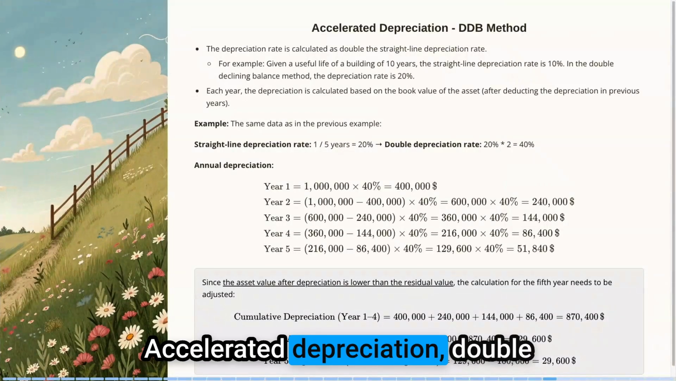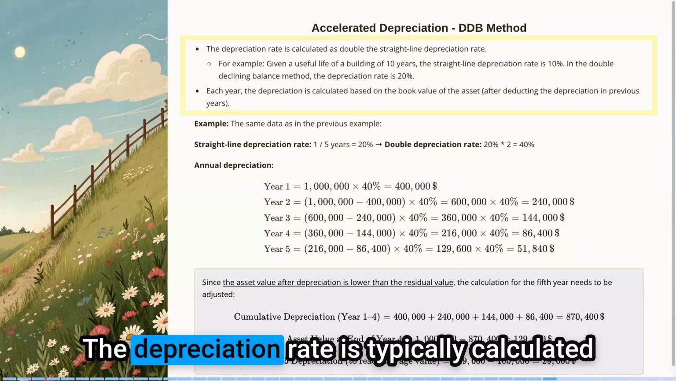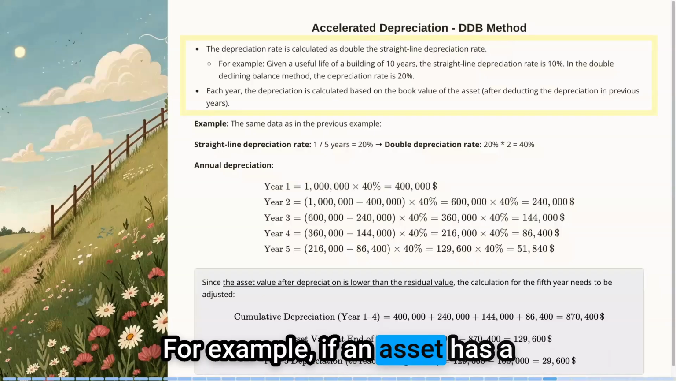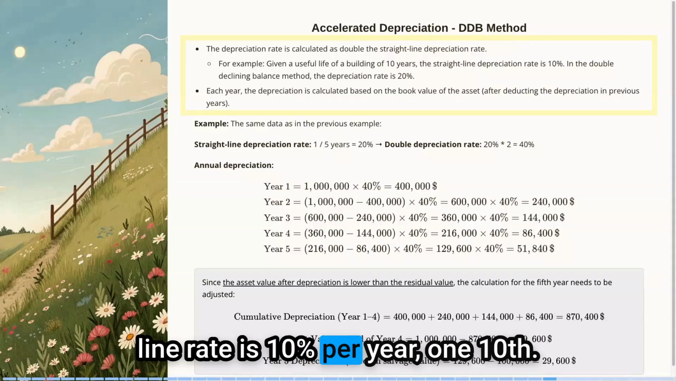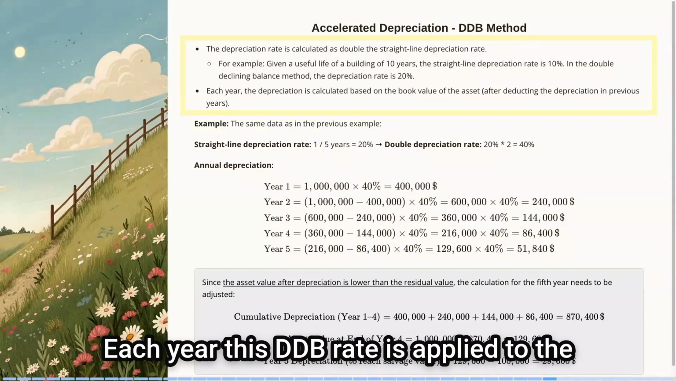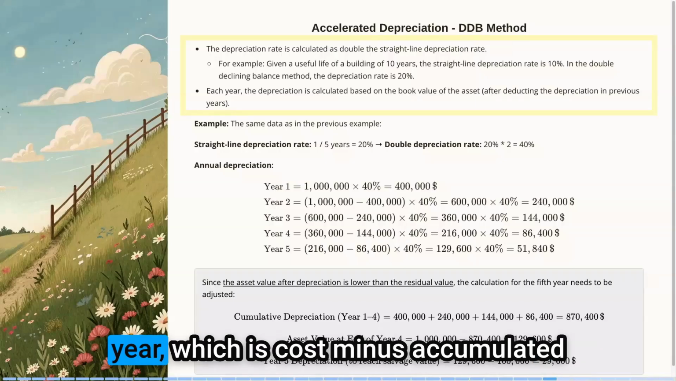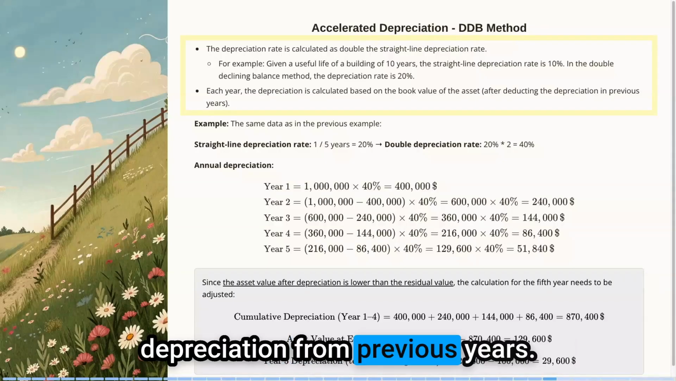Accelerated depreciation, double declining balance, DDB method. The depreciation rate is typically calculated as double the straight line depreciation rate. For example, if an asset has a useful life of 10 years, the straight line rate is 10% per year, 1/10. The DDB rate would be 20% per year. Each year, this DDB rate is applied to the asset's book value at the beginning of that year, which is cost minus accumulated depreciation from previous years.